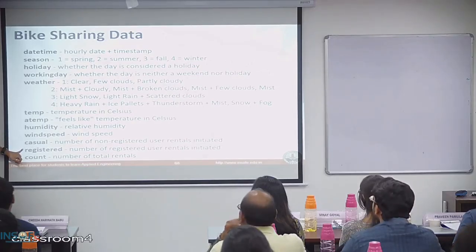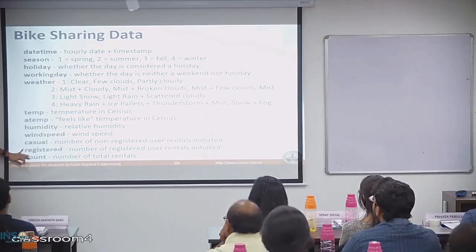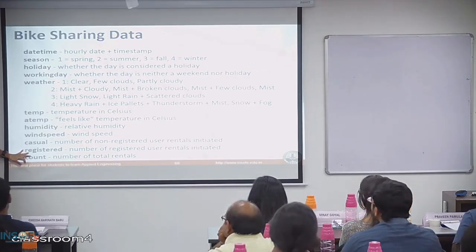Registered users are most likely commuters who work in that area, and they've gotten a membership card. They don't want to come there, show the ID, and give the credit card every day. They have their membership card. They come, swipe it, take the cycle, and go.